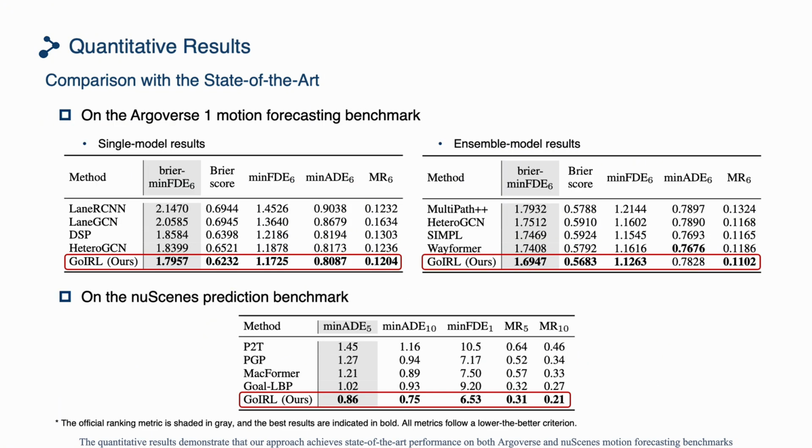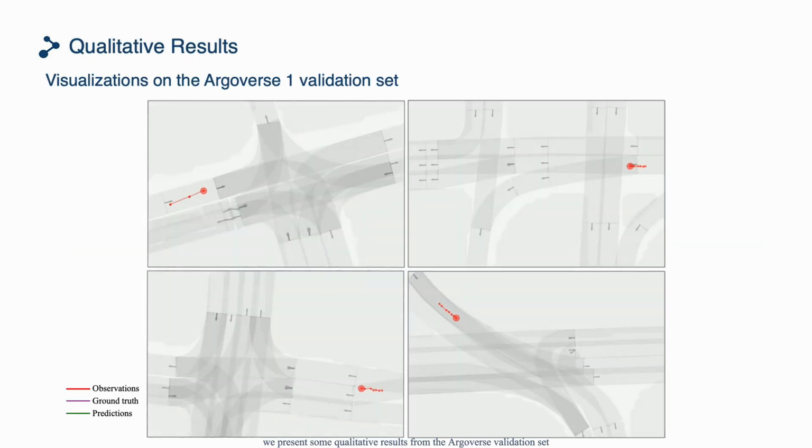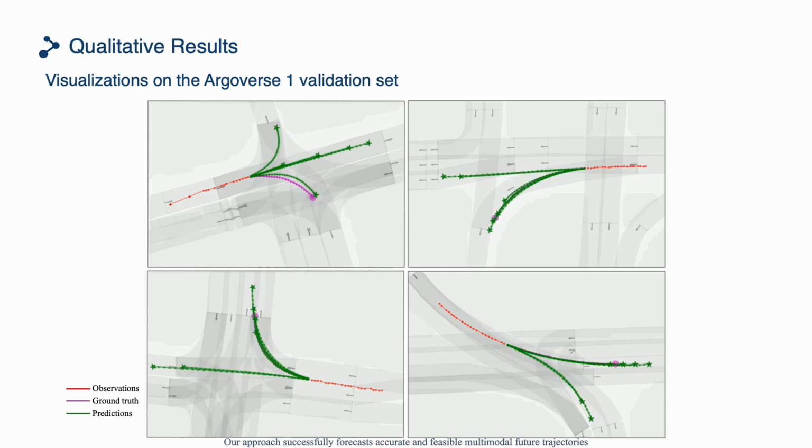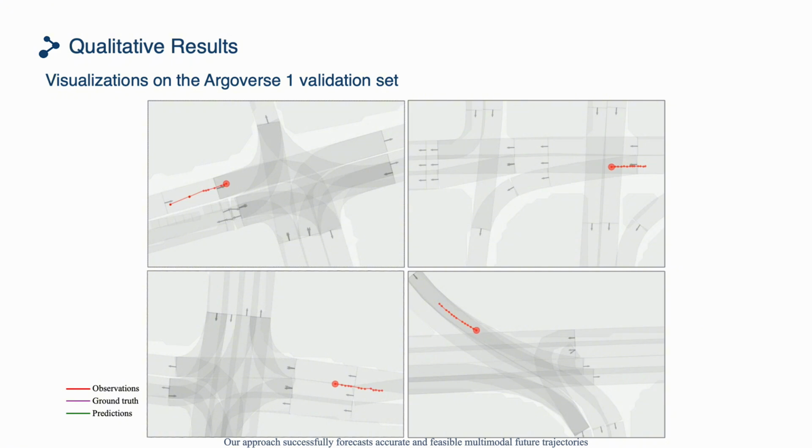The quantitative results demonstrate that our approach achieves state-of-the-art performance on both Argoverse and nuScenes motion forecasting benchmarks. Here, we present some qualitative results from the Argoverse validation set. Our approach successfully forecasts accurate and feasible multimodal future trajectories that conform to the scene layout.